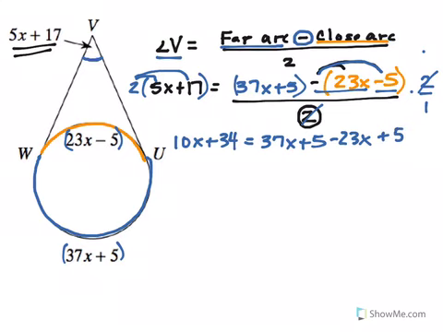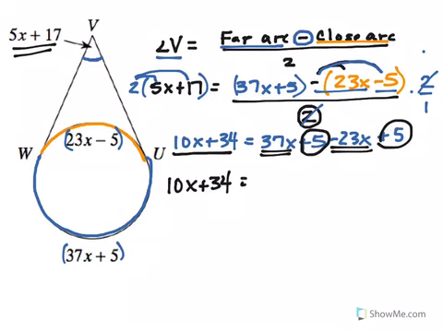And now, before we start rearranging our equations, we want to make sure that both sides are simplified. Well, I'm good over here, 10x and 34, those aren't like terms, but I have some like terms here of 37x and negative 23x, so I can combine those, as well as positive 5 and positive 5. So let's combine like terms. We have 10x plus 34 is equal to 37x minus 23x would be 14x, and then 5 and 5 is equal to 10. Now both sides are simplified.